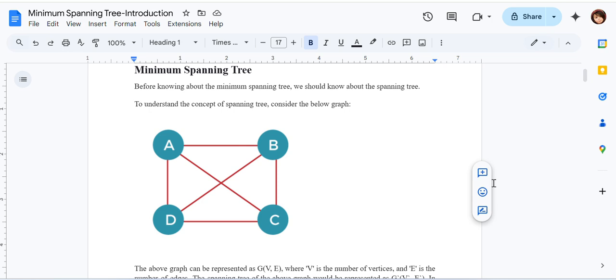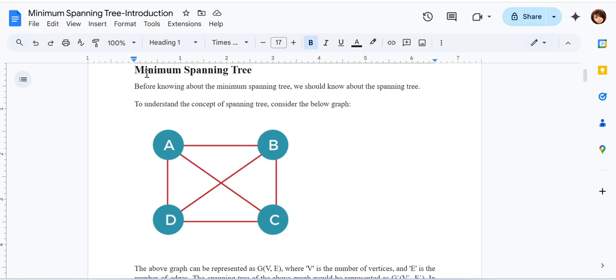Okay, so we'll see what a minimum spanning tree is, what the goal of a minimum spanning tree is, how to achieve that goal, and what the algorithms are to satisfy the goal and create a minimum spanning tree. These four key concepts we'll see in this video, and in the next video we'll go over the algorithms. Okay, so now, what is a minimum spanning tree?